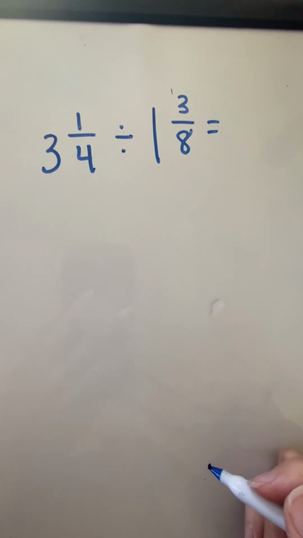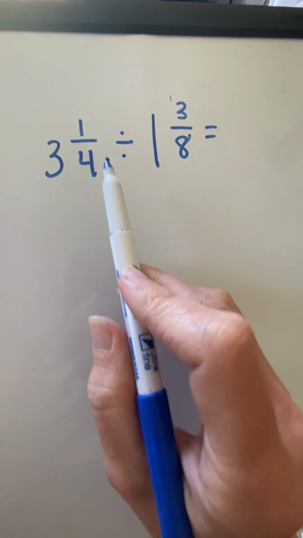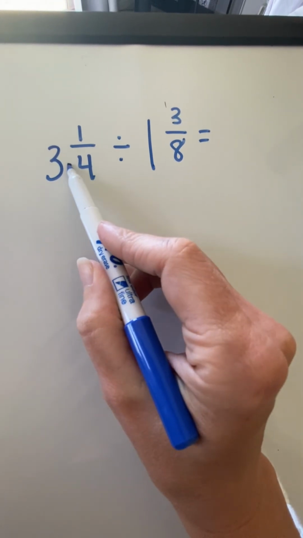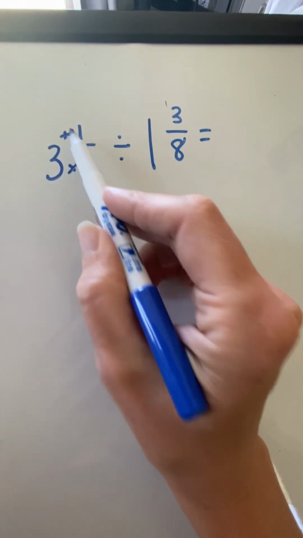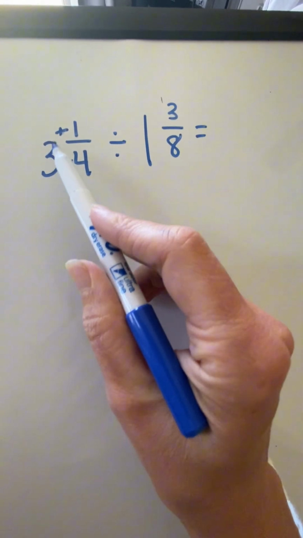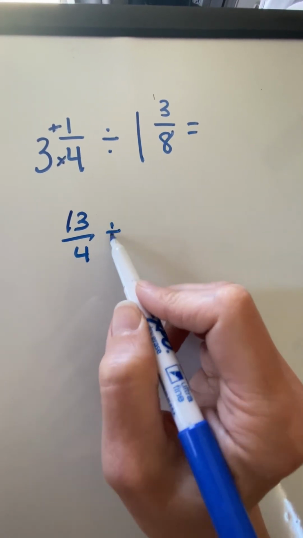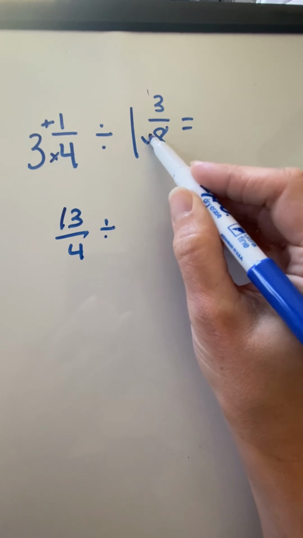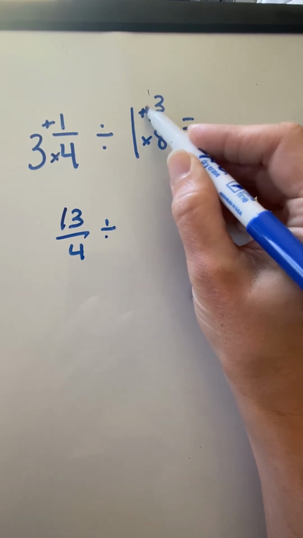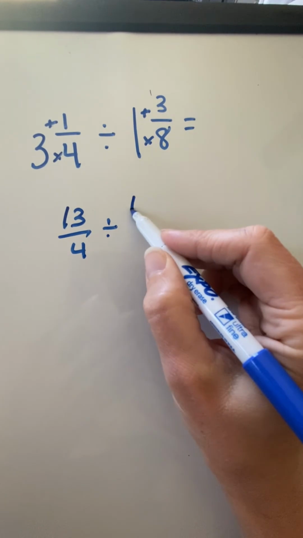Okay, so here's another example. 3 1/4, but we're going to convert right away. 4 times 3 is 12. 12 plus 1 is 13. 8 times 1 is 8. 8 plus 3 is 11.